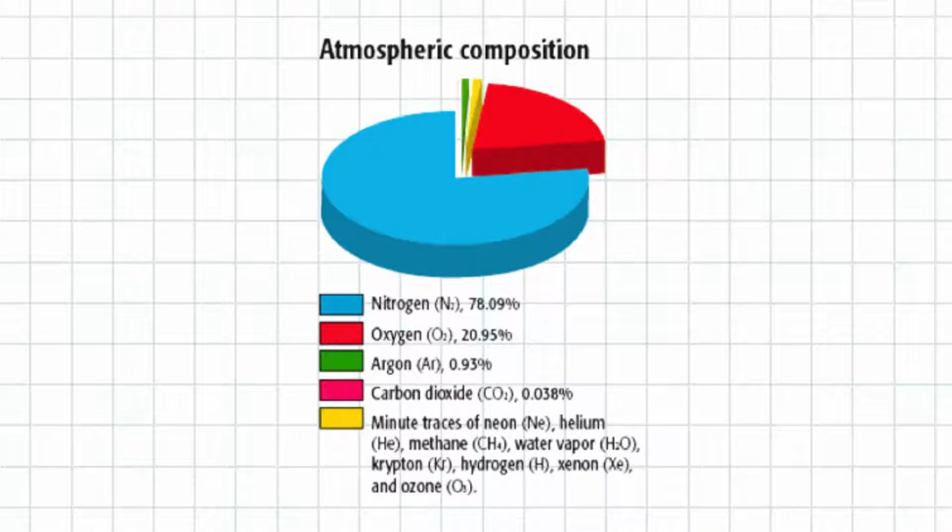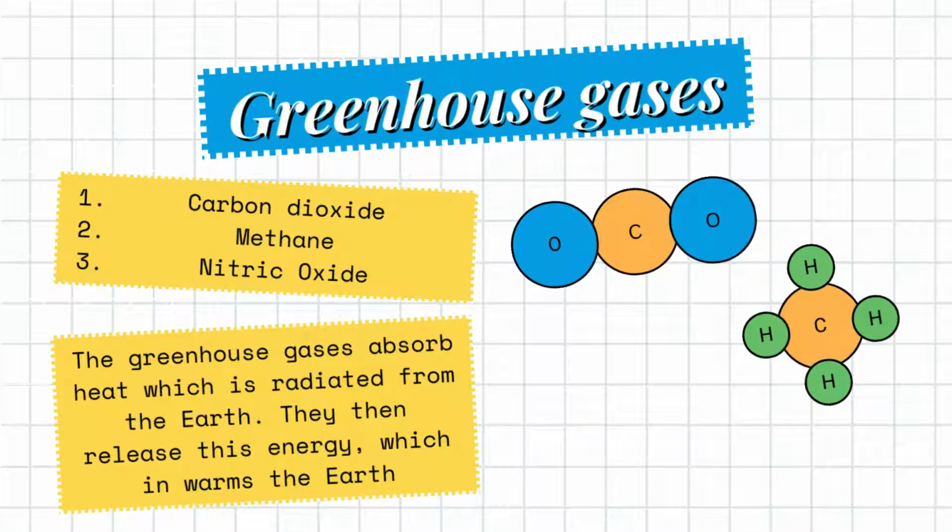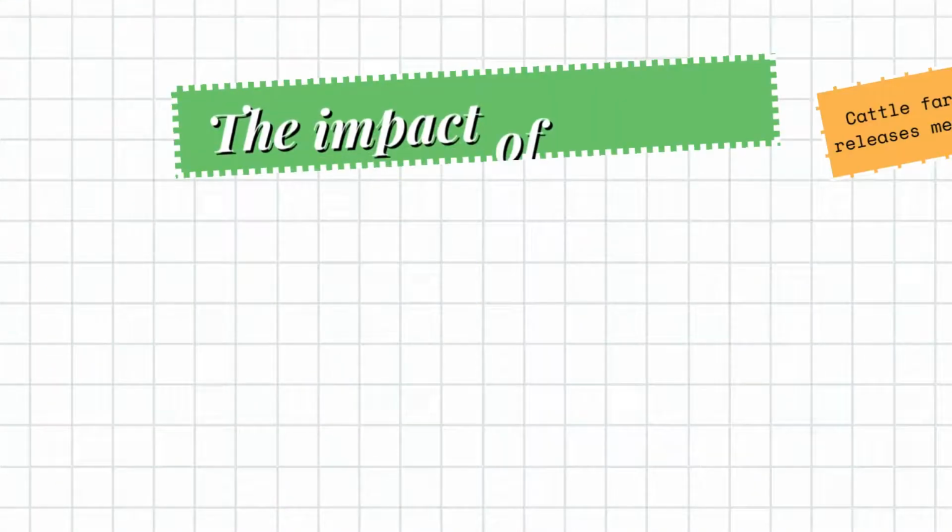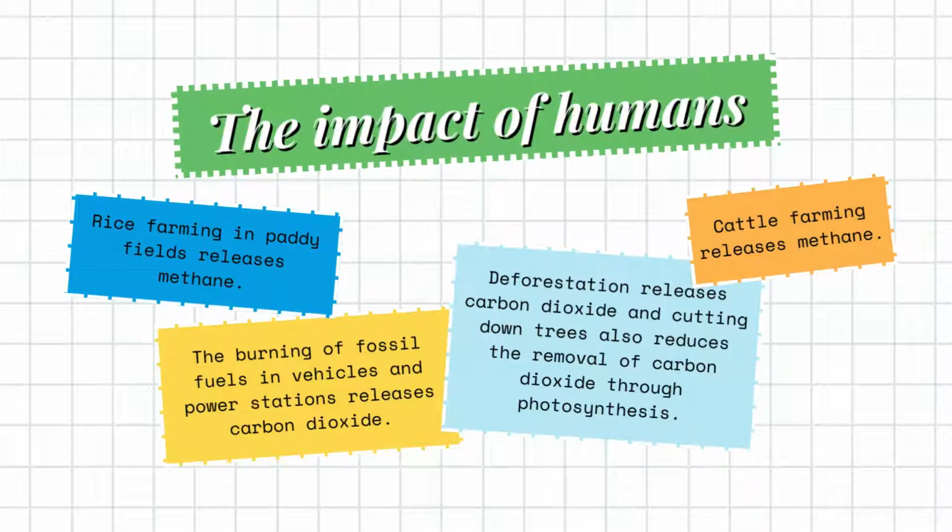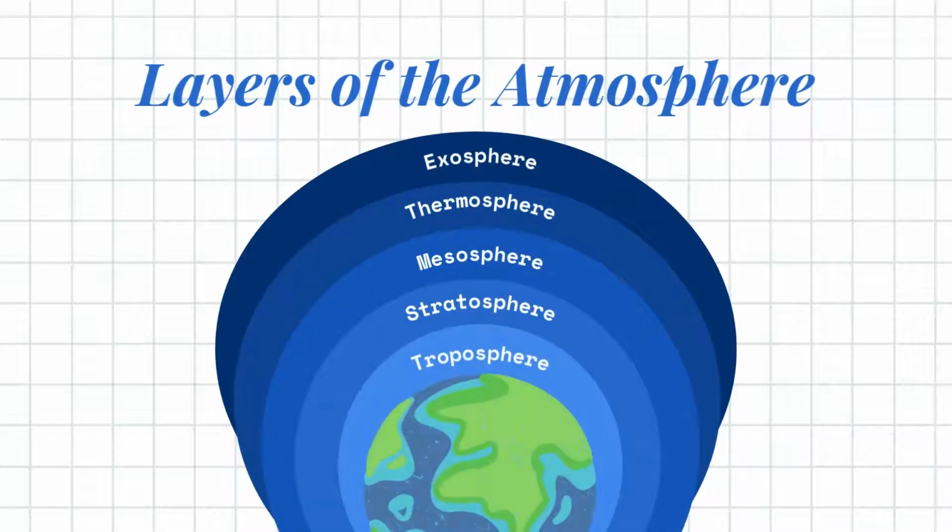Carbon dioxide, methane, and nitric oxide are all greenhouse gases that trap heat in the Earth's atmosphere. All these gases are released when fossil fuels are burned. Since humans have burned an abundance of fossil fuels, greenhouse gas emissions are high, and that causes our planet to warm. Now that we've talked about the gases that our atmosphere is comprised of, let's talk about the atmosphere's layers.